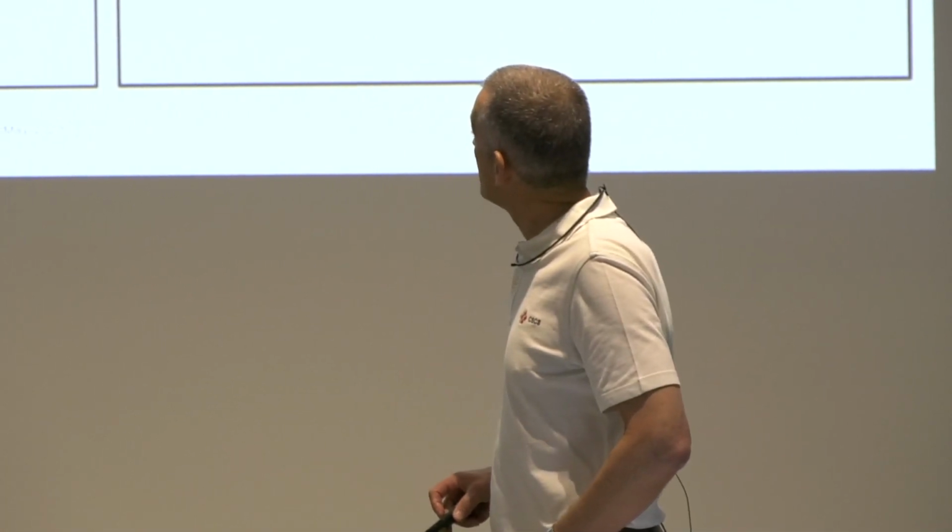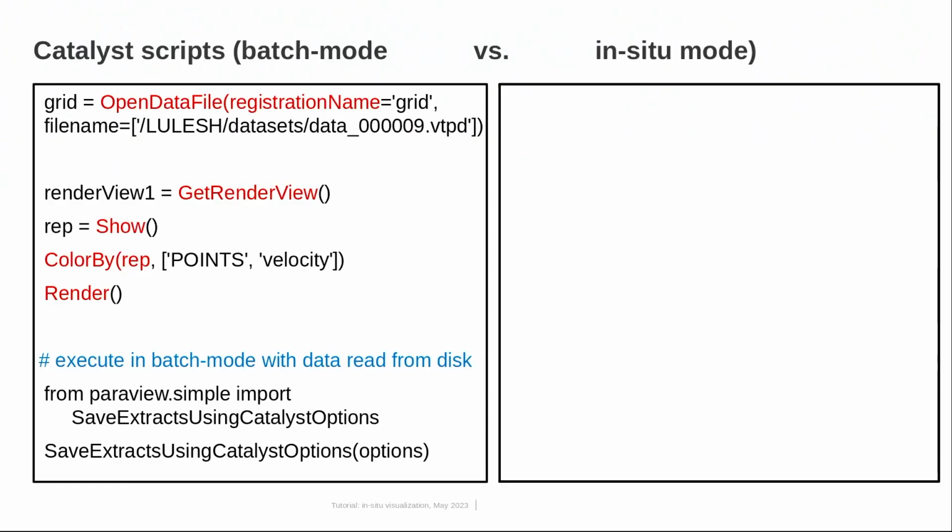So let's look now at some important differences between the Python script usable by the ParaView application and the Python script usable by the in-situ Catalyst wrapping. This would be a very simplified version of the ParaView Python script. I open some data file with a particular registration name called grid.